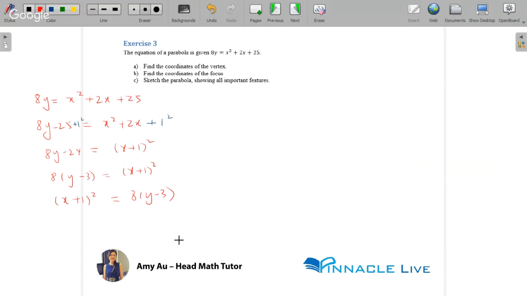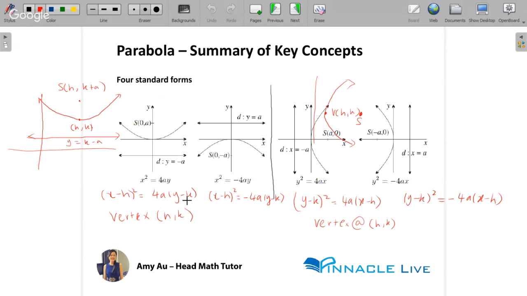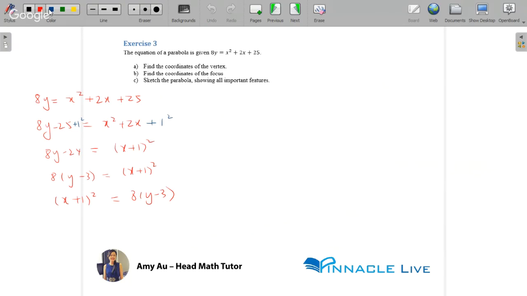Once you've got that, let's go back to here. You pick out the correct form that matches up with what you have. Basically, you're looking for either x squared or y squared. In our case, it's an x squared, so you want to compare it to (x - h)² = 4a(y - k). From here we can now tell what's what. You can see that h is minus 1 and k is 3, so the vertex is (-1, 3). Focal length wise, 4a is equal to 8, meaning the focal length is 8 over 4, which is 2.